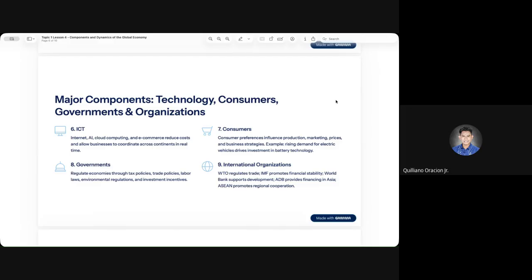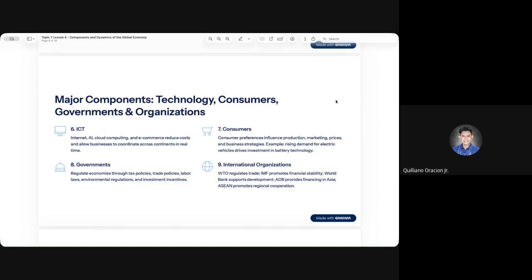Now let's talk about ICT, or information and communication technology. Can companies operate globally without internet today? That's almost impossible. Technology allows companies to communicate instantly. Examples are AI, cloud computing, satellite communication, digital banking, and e-commerce.